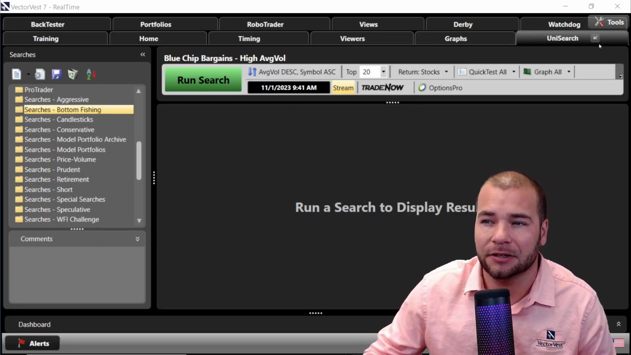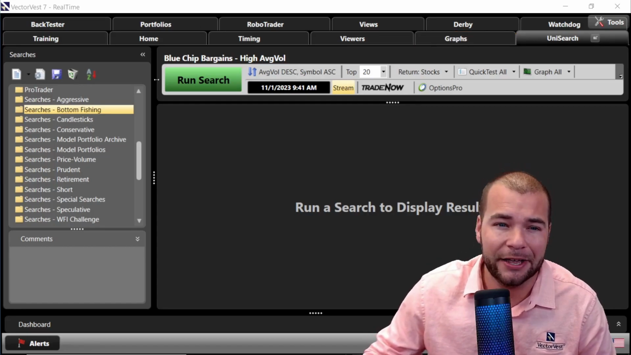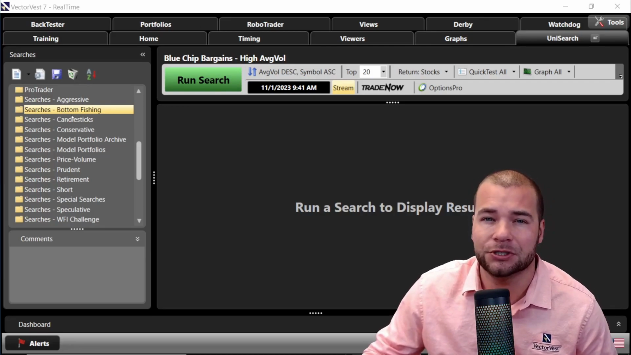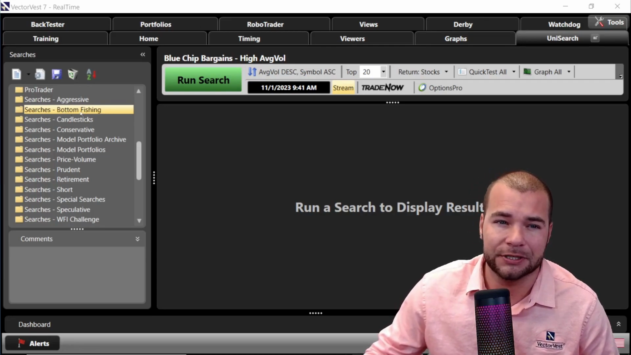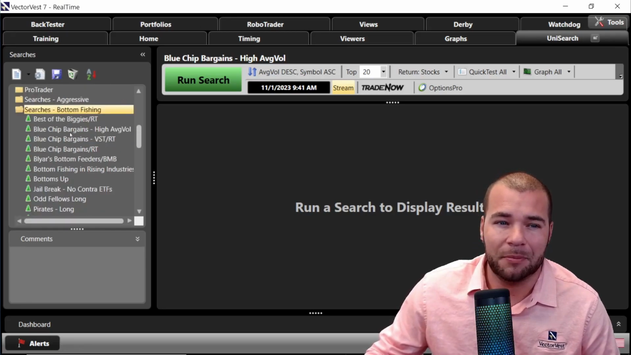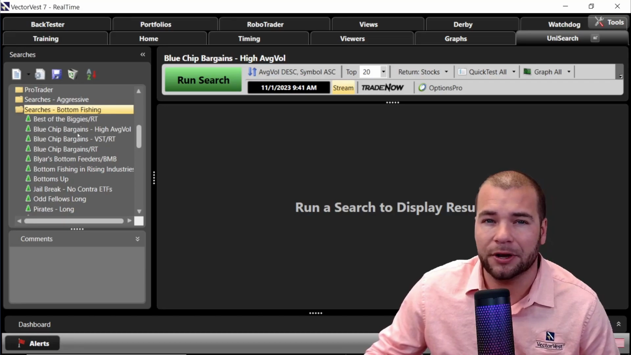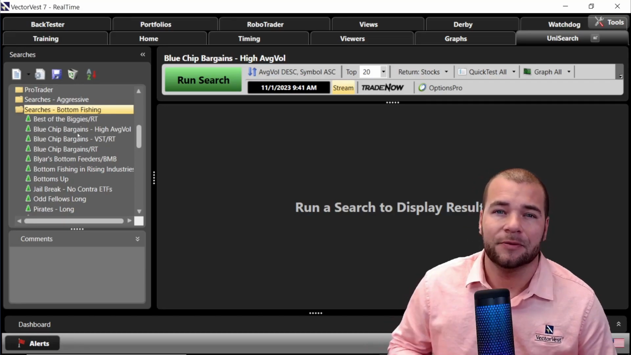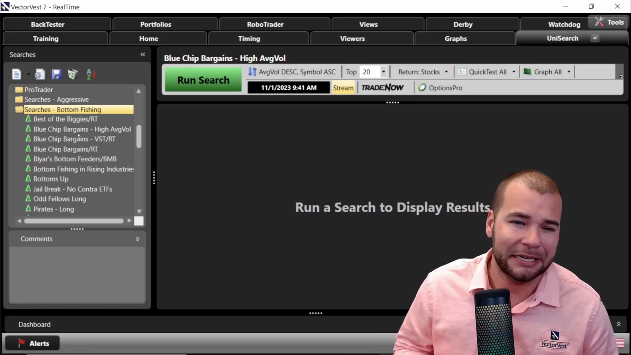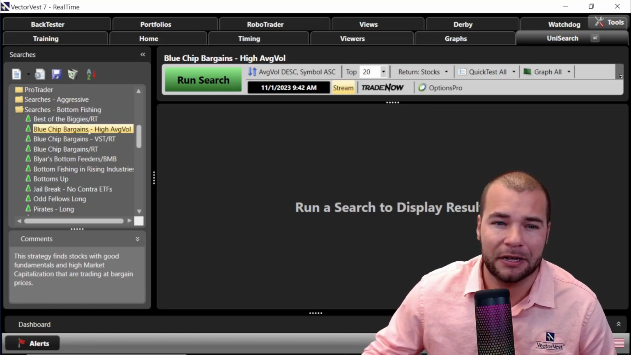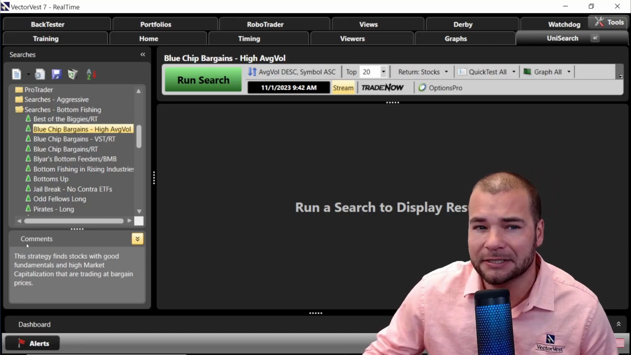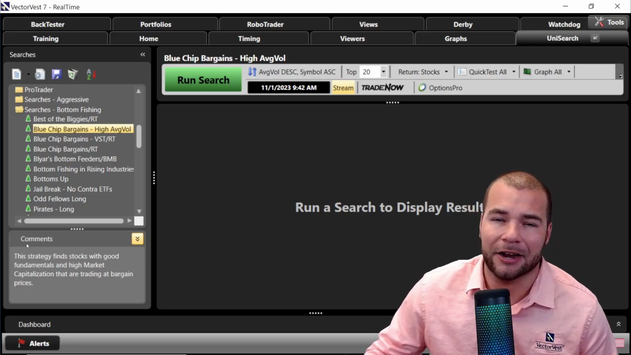Now, you can see I clicked on the tab here that says Unis Search, and over on the left in the search folders, there's actually a folder just tailored towards bottom fishing. As I open up this folder, the first one at the top of the list is Best of the Biggies and Blue Chip Bargains. This will focus on stocks that have high fundamentals, big cap companies that have just been beaten down in price. So, for example, if I click on this high average volume here, the comment section does give you some insight on what that strategy actually looks for.